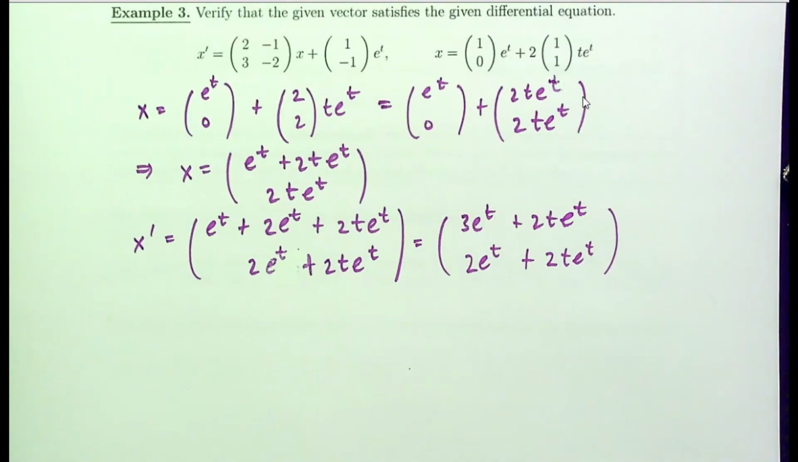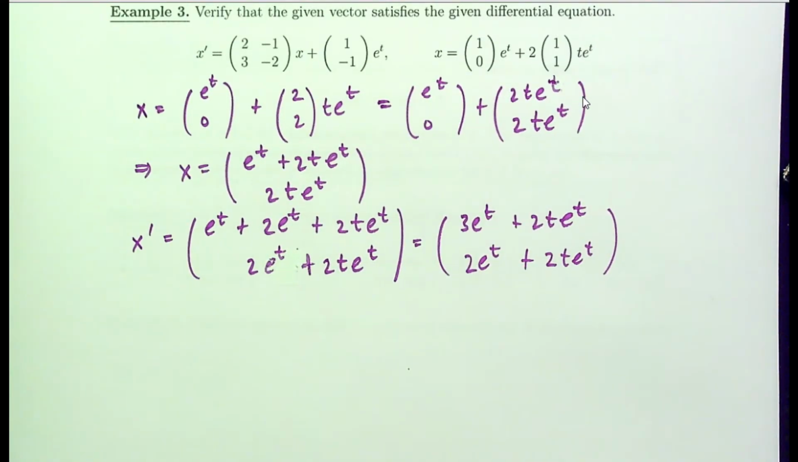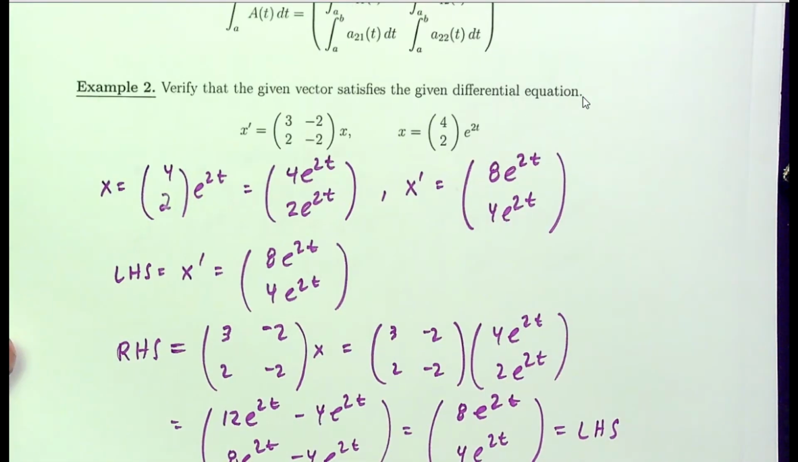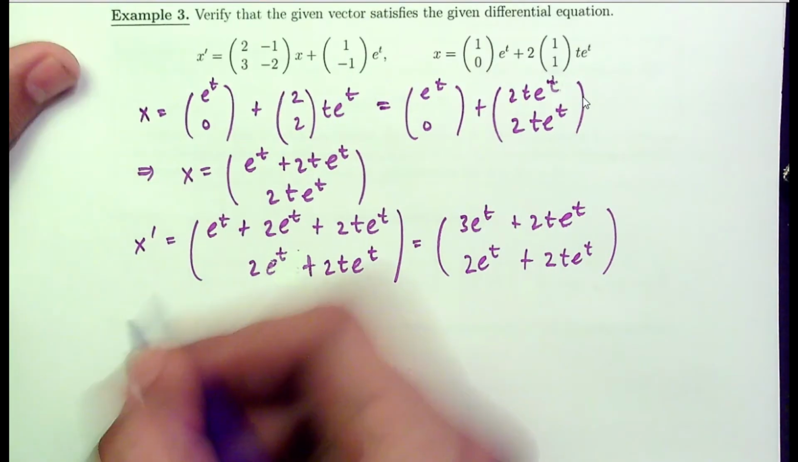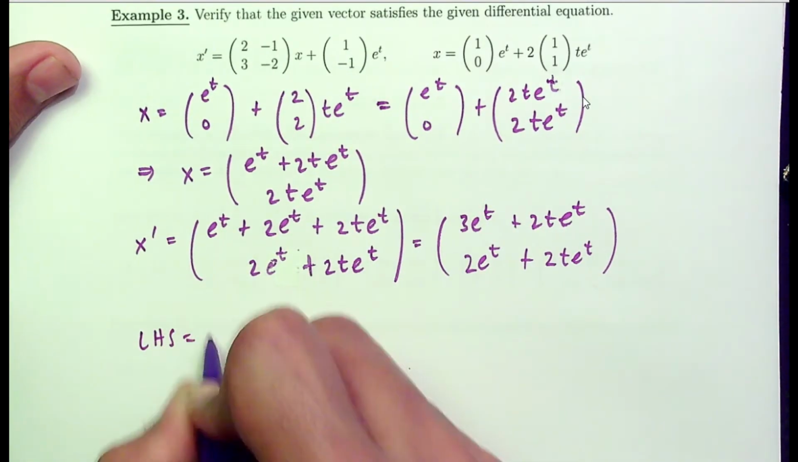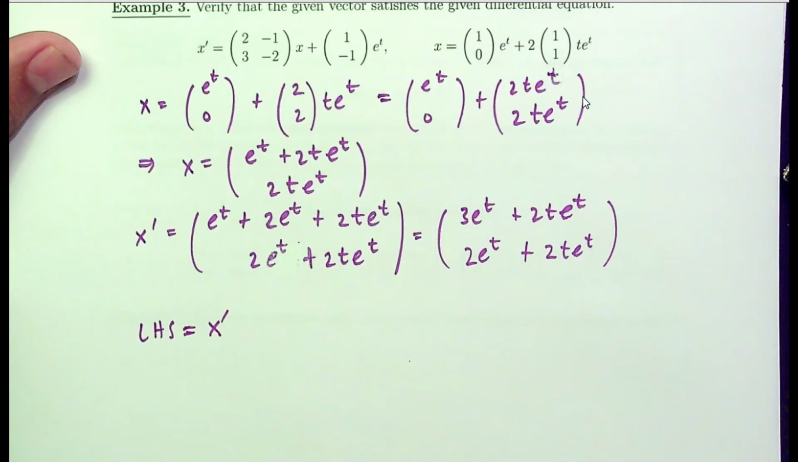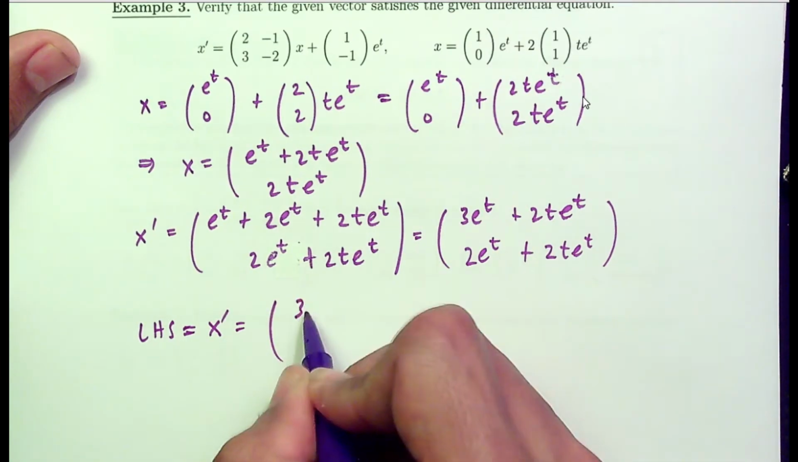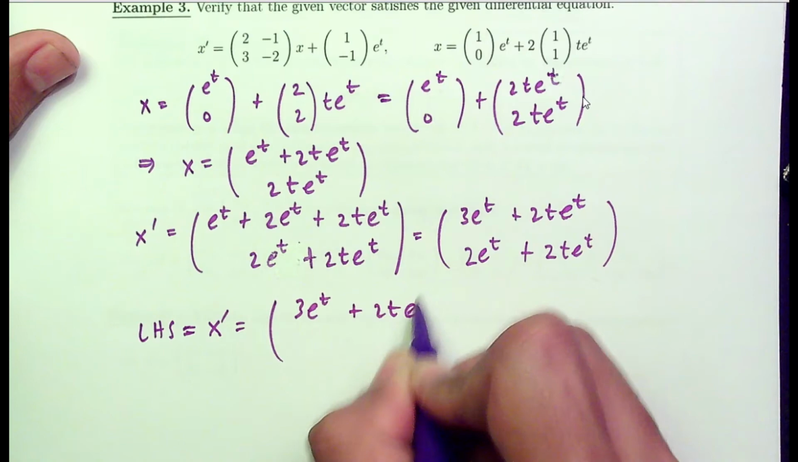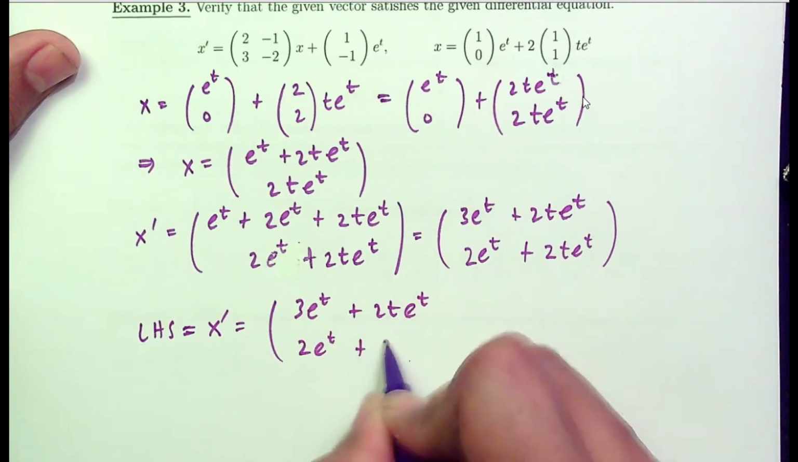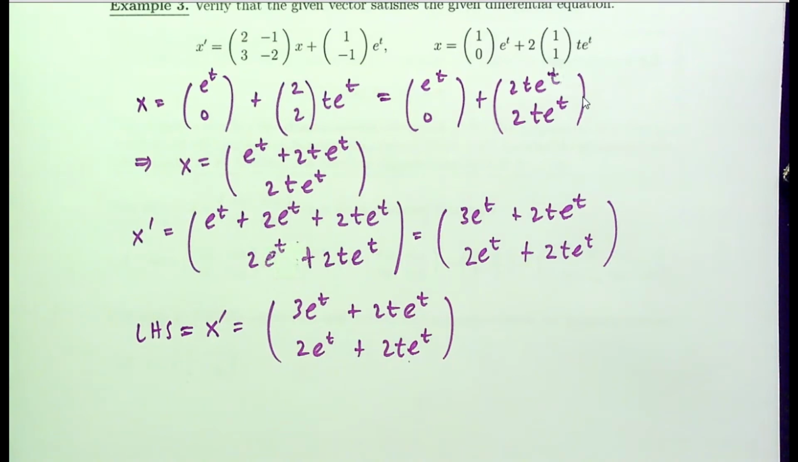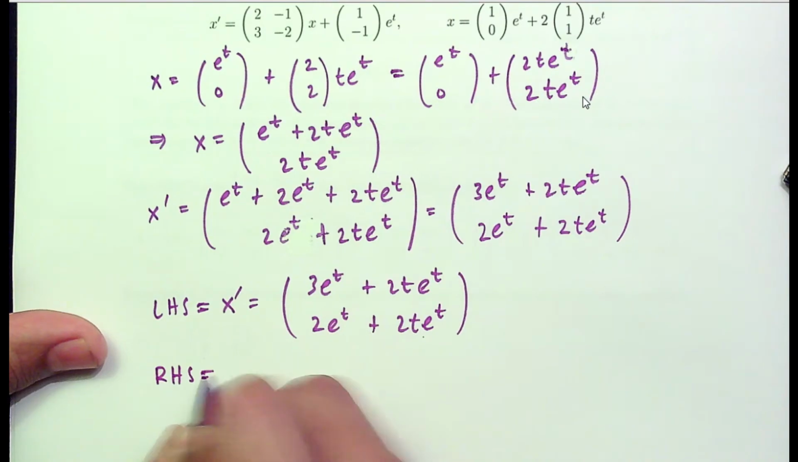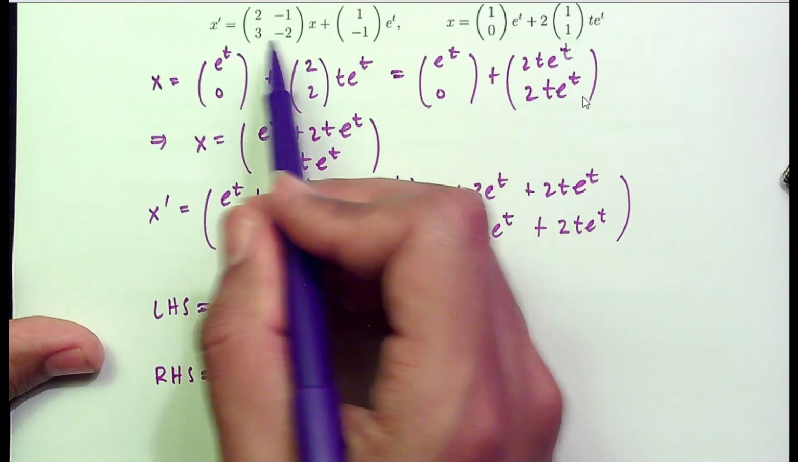You can start with either side. In the previous example, I started with the left-hand side and then did the right-hand side. You could do either side first. I'm going to do the same thing. Left-hand side is x prime. Okay, and then we found x prime to be this. Okay, so that's the left-hand side. Now, what is the right-hand side? It's supposed to get the same thing. The right-hand side is this thing. So I'm just going to copy that.